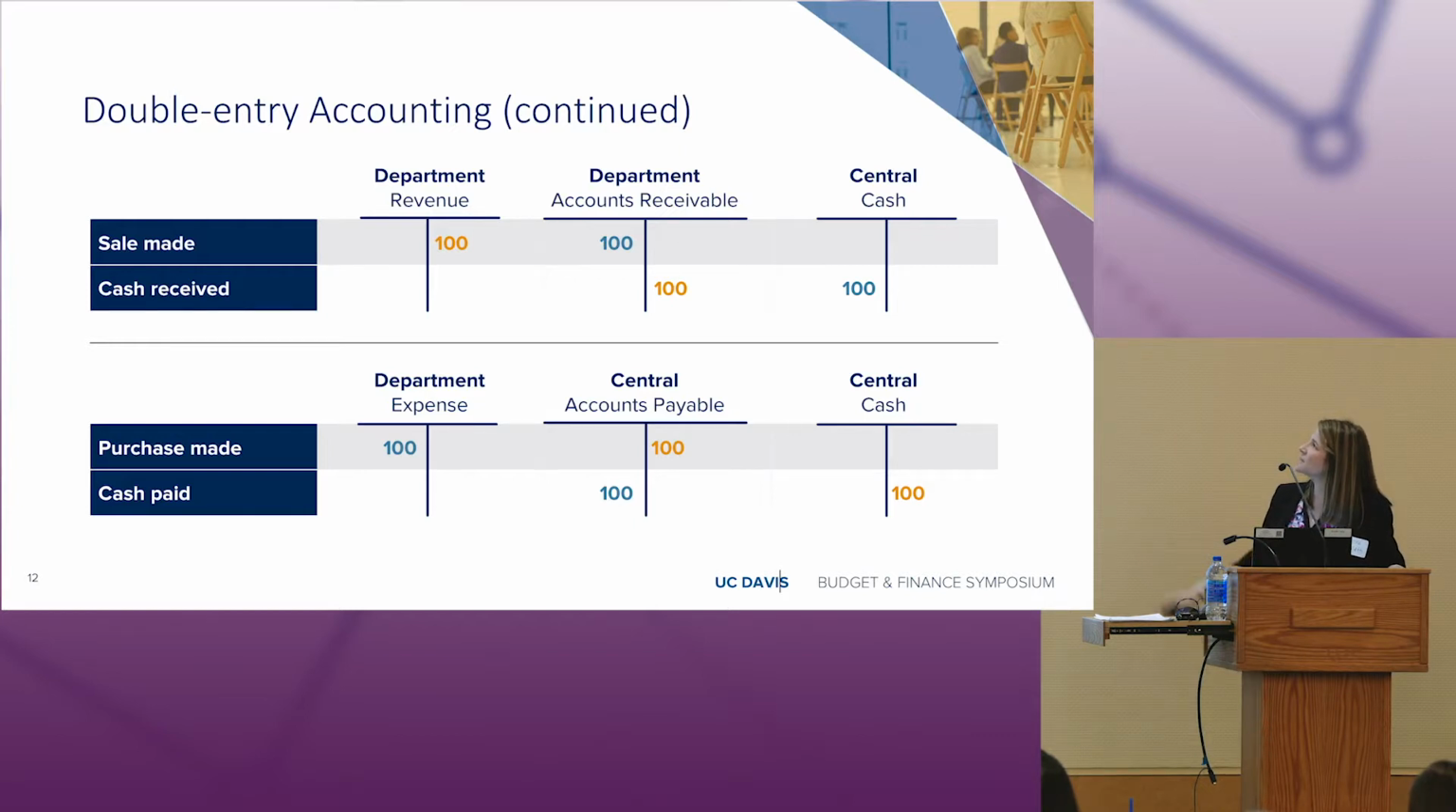Cash received, so then you receive the $100 from your customer. The cash comes in and you relieve the account receivable. So there's zero in your receivables. You've got your revenue and your cash. That's exactly where we want to be. Purchases are made, so the expense hits the department account, and then the credit sits over in the central accounts payable. We cut a check to pay that vendor, relieve that accounts payable, and that cash goes out the door.